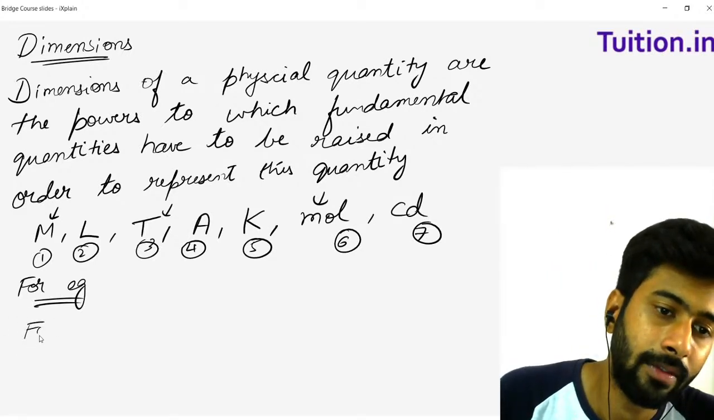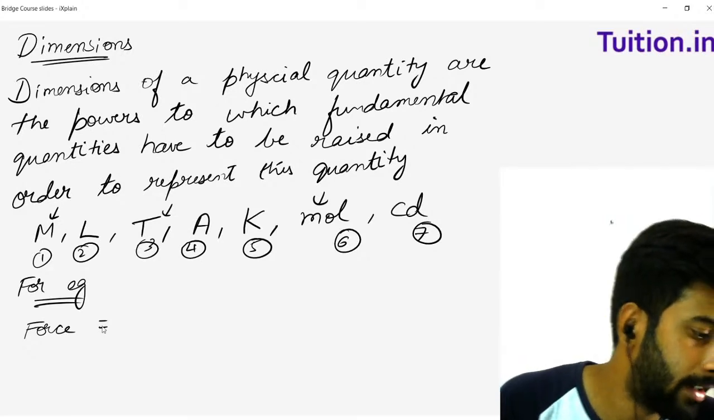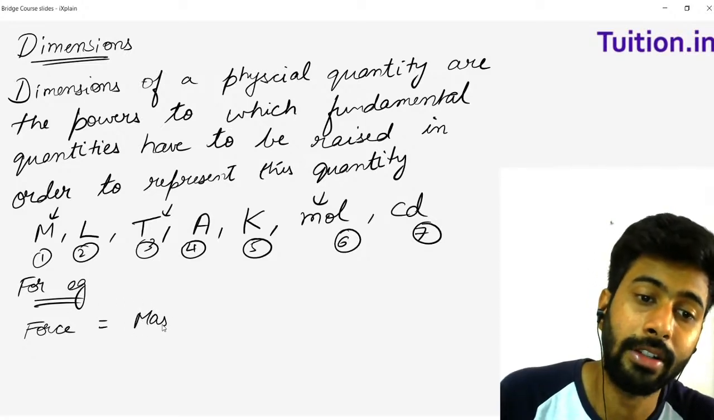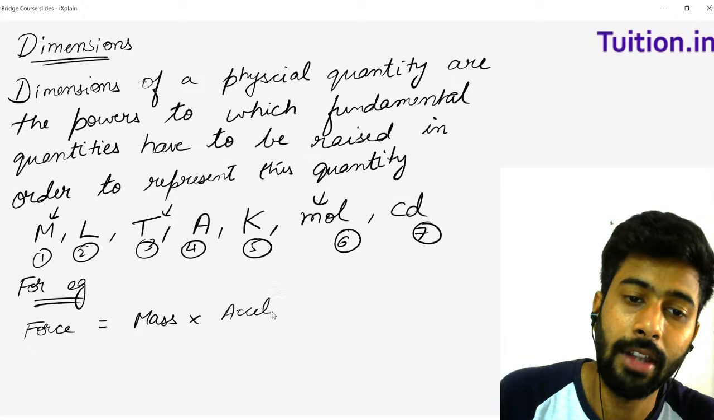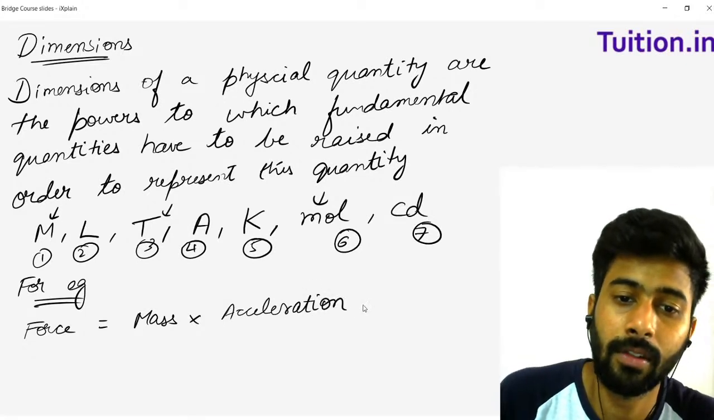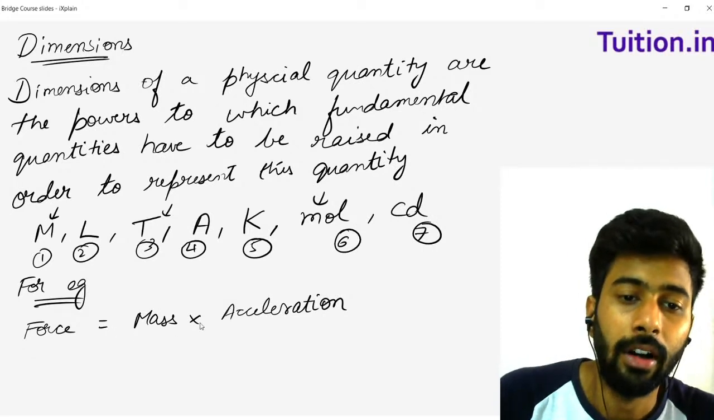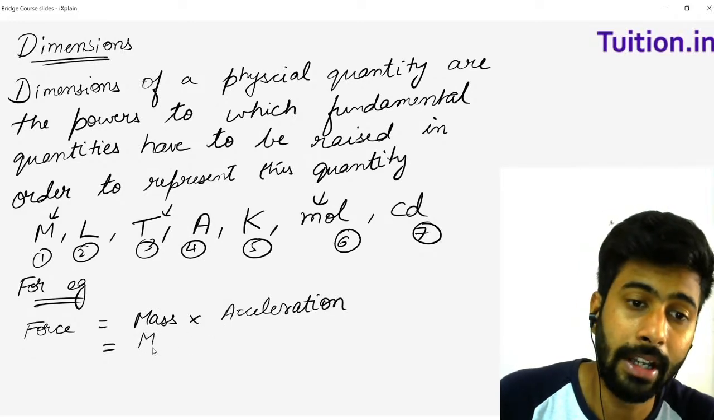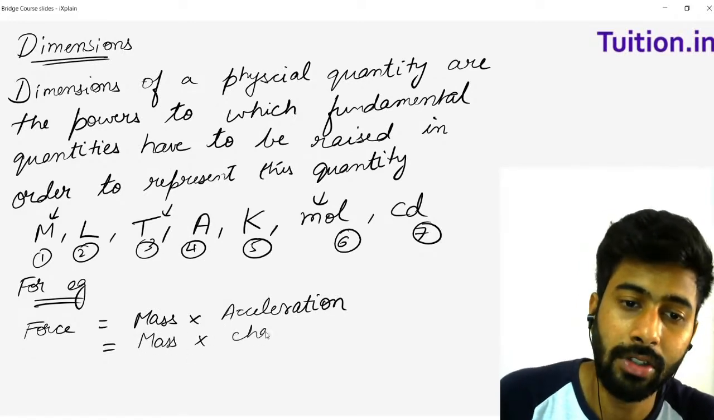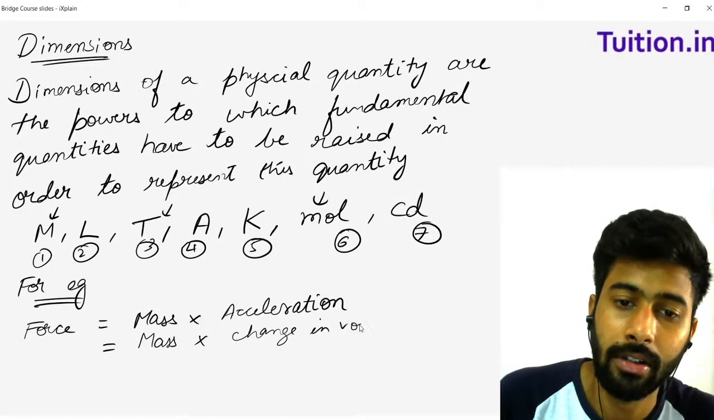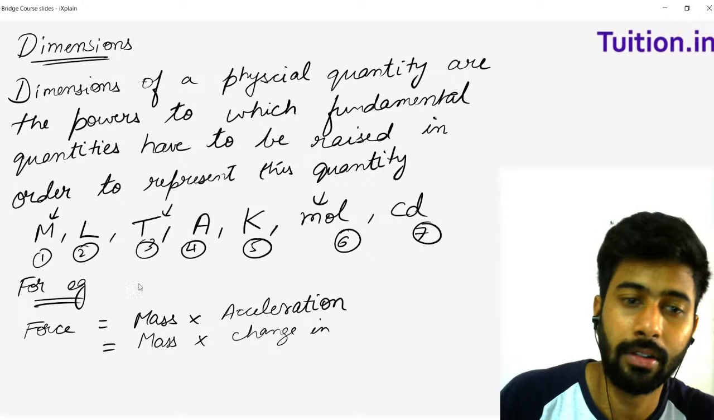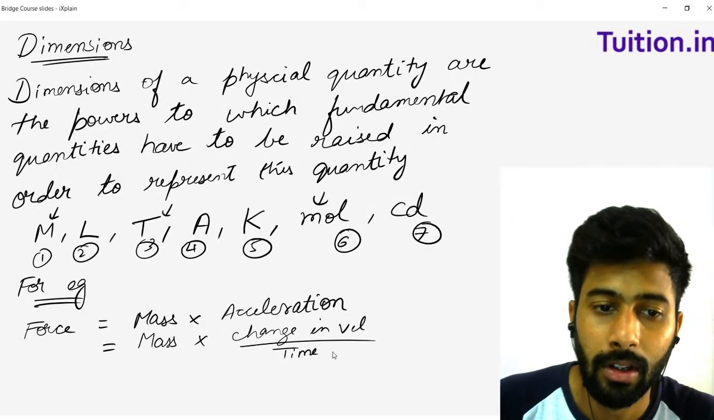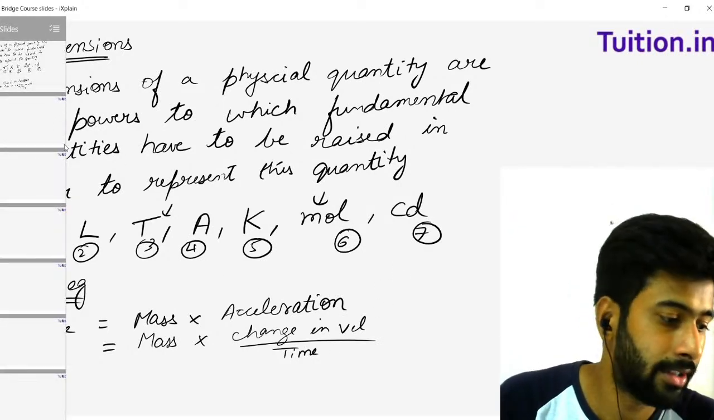So we have force, and yesterday it was Astrid only, I think, who told that the formula for force is mass into acceleration. So I'll just put that, right? And we knew that acceleration is nothing but change in velocity by time, so mass into change in velocity by time. Okay, so let's continue with this example of force in the next slide.